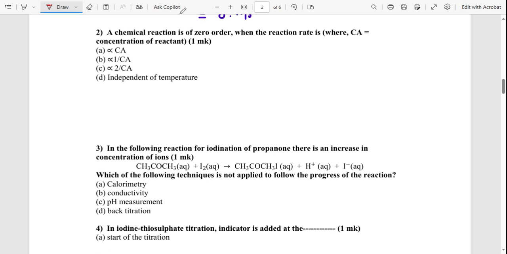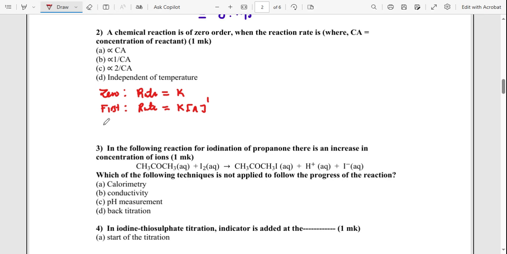Number 2 is saying a chemical reaction is of zero order when the reaction rate is, so what the question is saying, a chemical reaction is of zero order when the reaction rate is what? What should be the reaction rate for you to have a reaction to be zero order? So what you need to know about the orders of reaction is that for zero order, the rate is equal to the rate constant. That's all. For first order, the rate is going to be equal to K multiplied by the concentration of reactant raised to the power 1. For second order, you see that is basically how they all go. Very simple, isn't it?